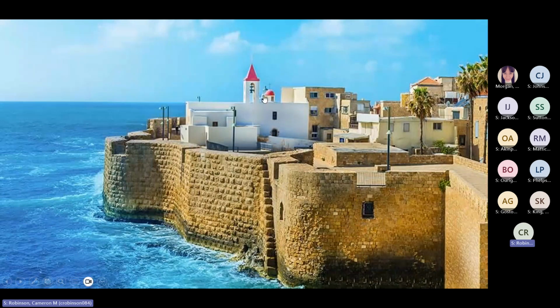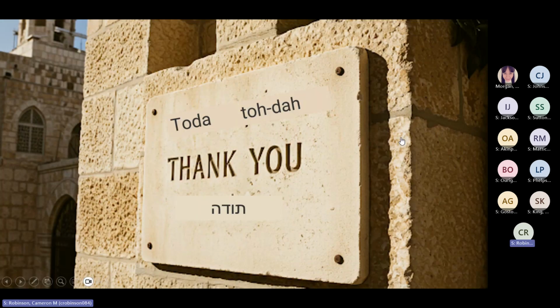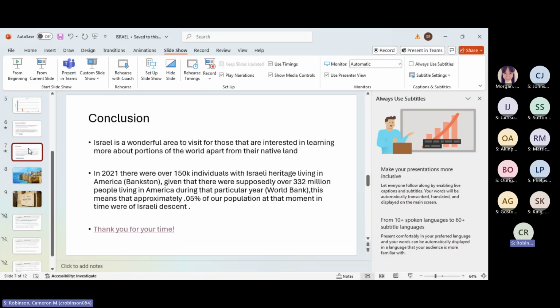And this is just a picture of the view. Oh, no, shoot. Sorry about that.